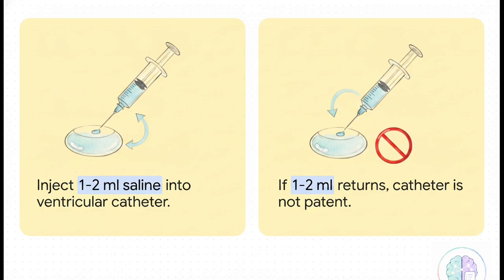But watch this closely. If only the 1 to 2 milliliters you just injected, or maybe even less, returns to you, it definitively proves that you do not have a patent catheter in an open CSF space. Your differential now includes a completely blocked catheter, a tip firmly lodged into brain tissue, or slit ventricles.